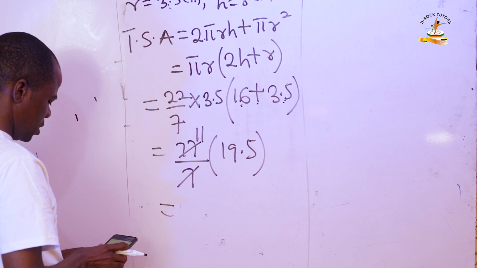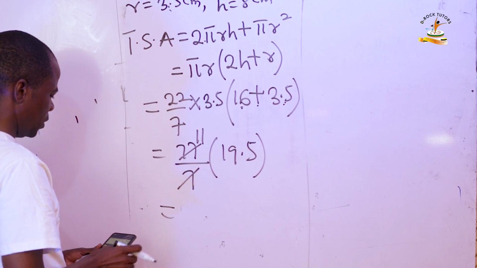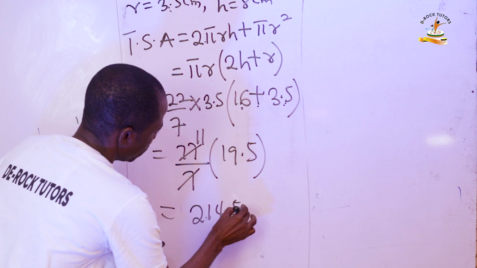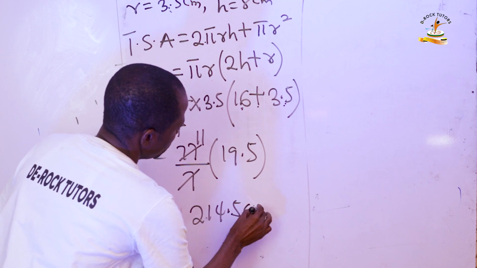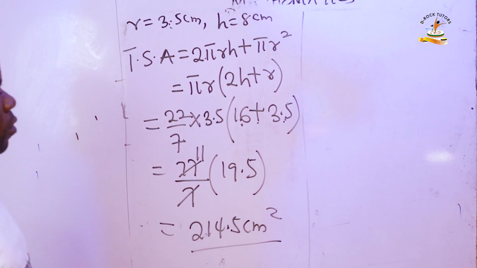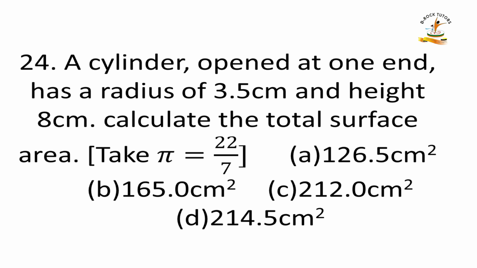11 times 19.5 gives us 214.5 centimeter squared. So let's look at the options: 214.5 centimeter squared. That is option D. Option D is the correct answer.